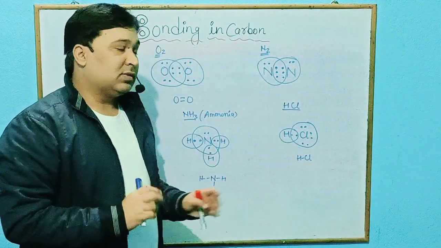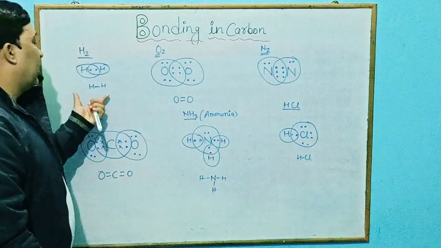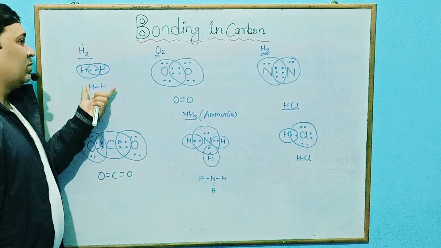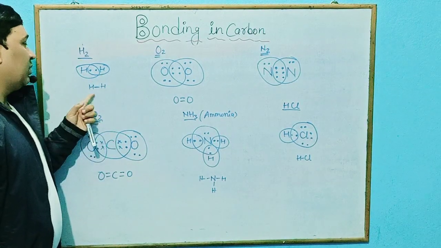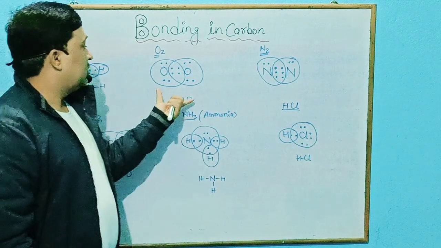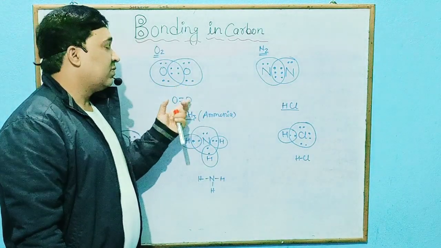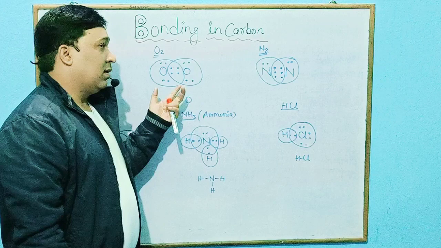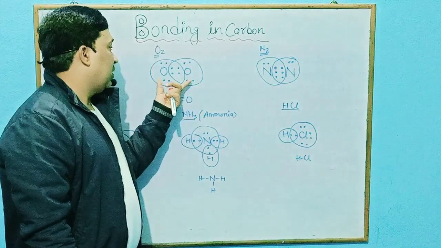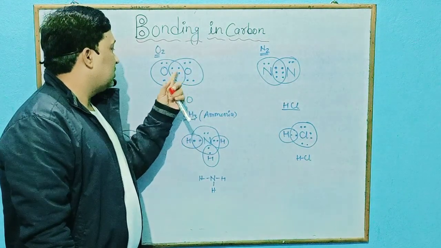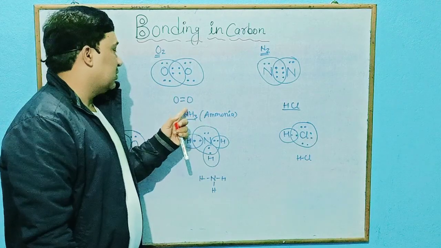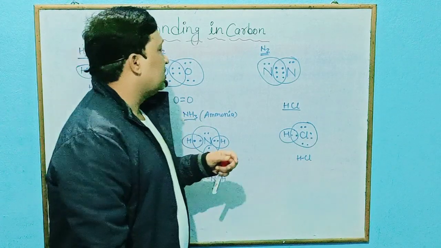Now we will quickly see some more examples. Like in hydrogen, each hydrogen atom is sharing one electron of each and forming a single covalent bond. In oxygen molecule, each oxygen atom is sharing two electrons of each, and that is double covalent bond. So the bonding between the oxygen atoms in O2 molecule is double. So it is doubly bonded oxygen atom.